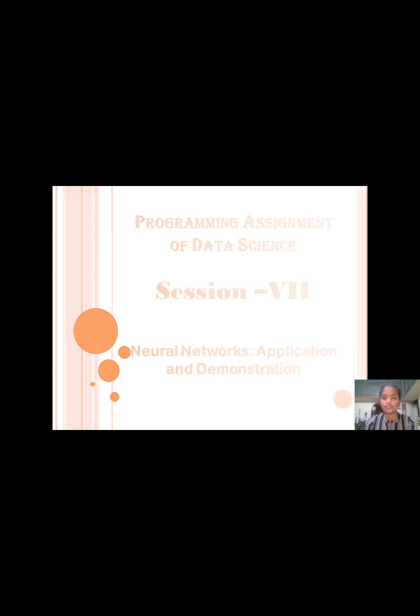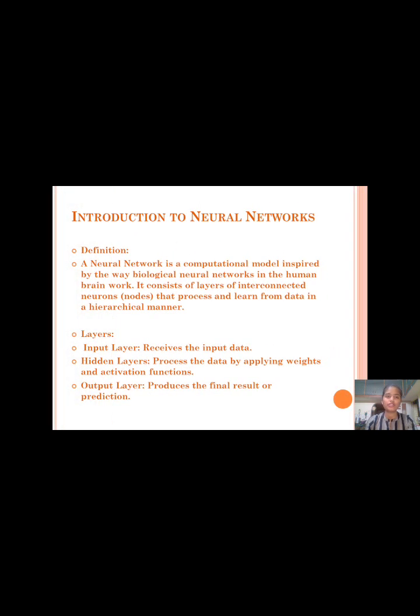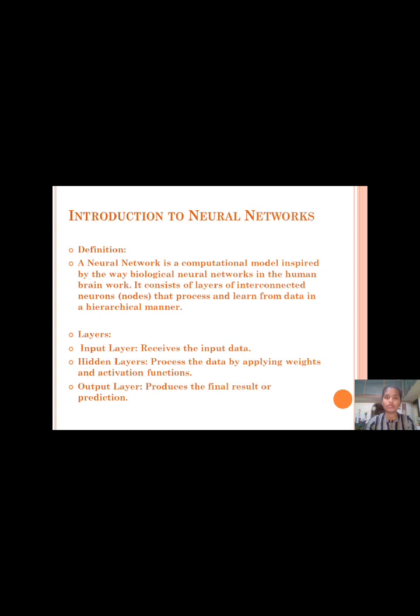Neural network applications. Introduction to neural networks. Here's a small definition: a neural network is a computational model inspired by the way biological neural networks in the human brain work. It consists of layers of interconnected neurons, which are nodes that process and learn from data in a hierarchical manner. The layers we have in it: input layer, hidden layer, and output layer. The input layer receives the data, the hidden layer processes the data by applying weights and activation functions, and the output layer produces the final result or predictions.